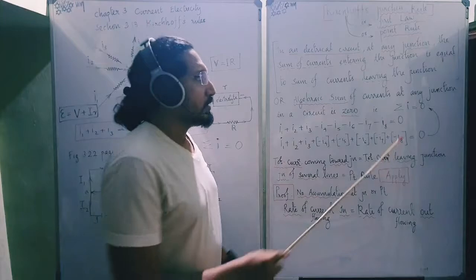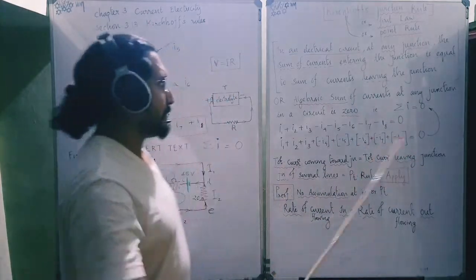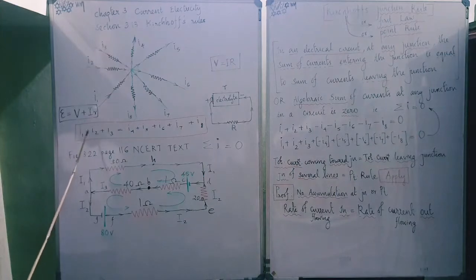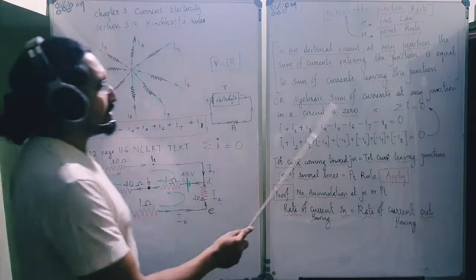But look, this makes it so complicated. No, it is written mathematically. I will make it easy for you. Look at this, which I am writing over here. I1 plus I2 plus I3, which is the inward current, is equal to the outward current, I4, I5, I6, I7, I8. That means input is equal to output. I can write it here also.